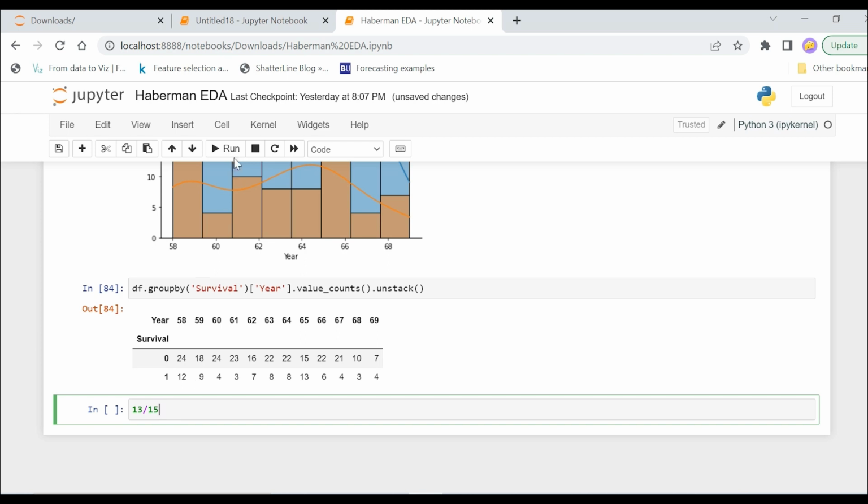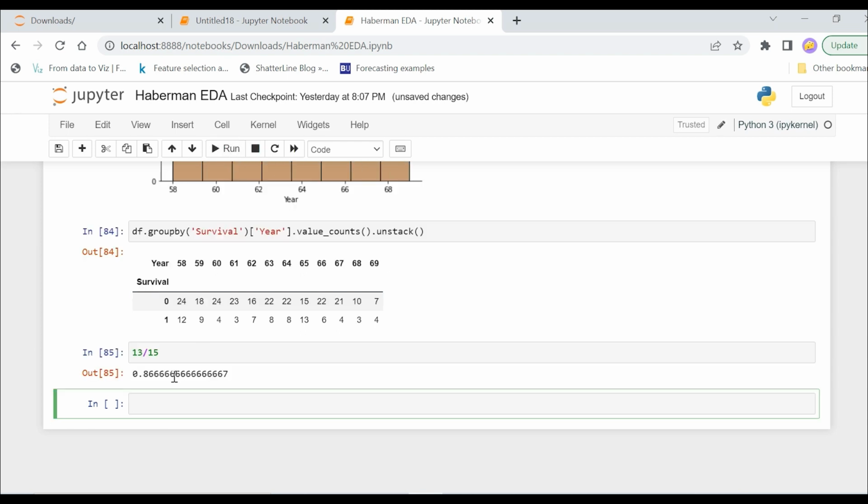13 divided by 15, how many? 87% of people. So if I can say 1965, not it, 13 out of 15 plus, this is 28.